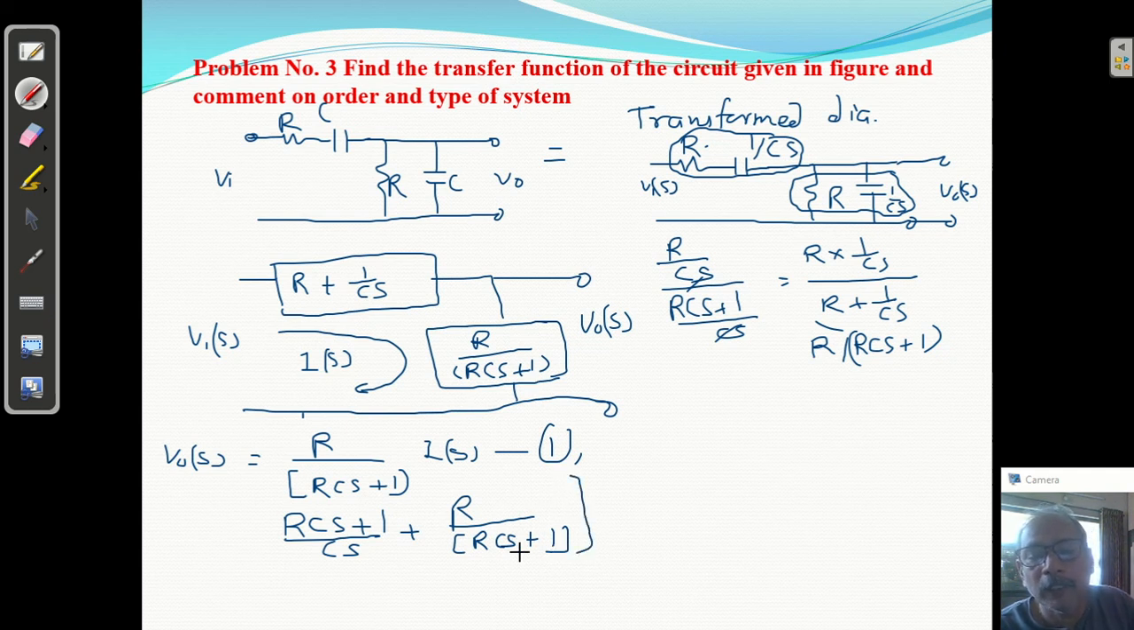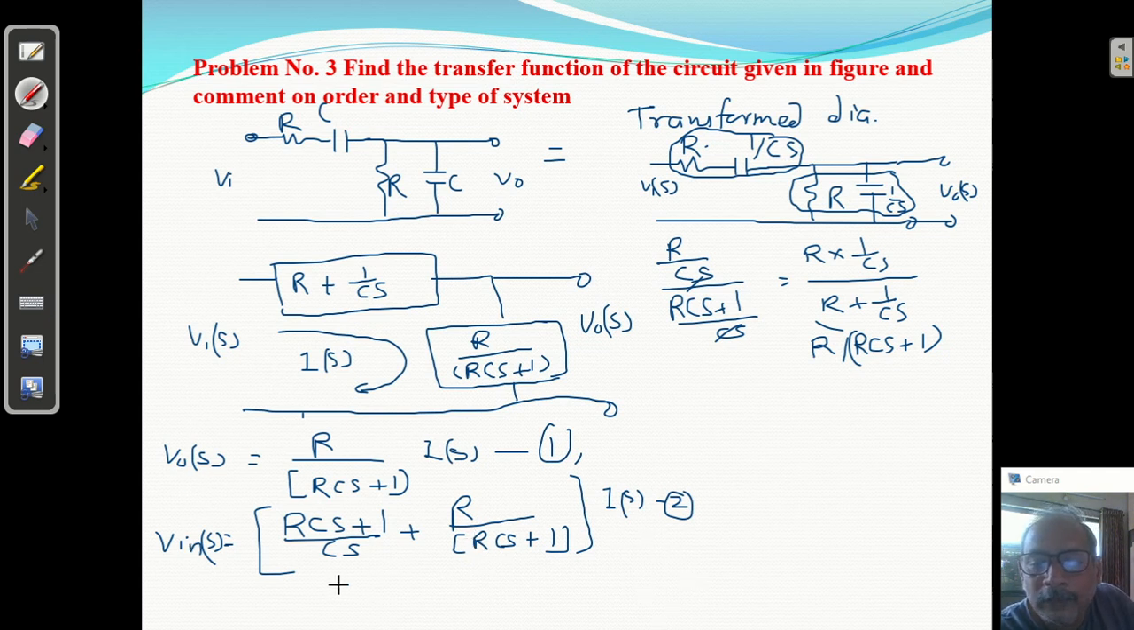So I am taking I of S common. That is what? V in of S. That is a KVL. Current is flowing in this. These two are in series. So this plus this into I of S equal to V in of S. Right? Now this is equation number 2. Now V out upon V in, I of S will be cancelled. Let us simplify this.